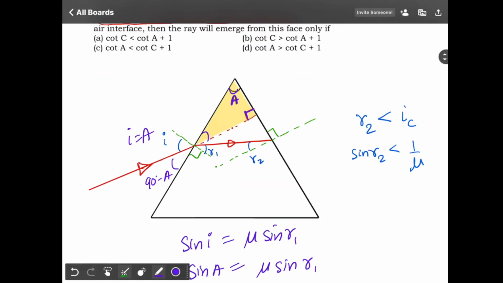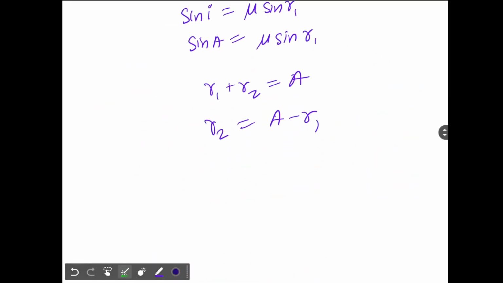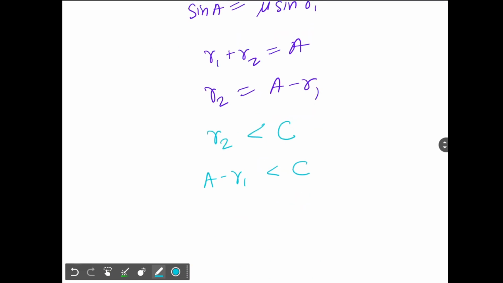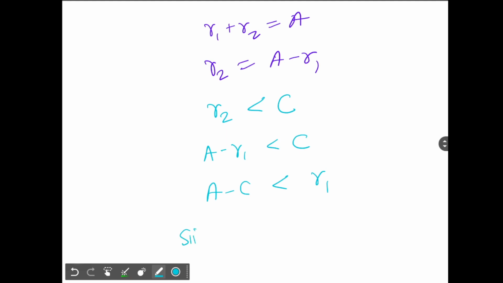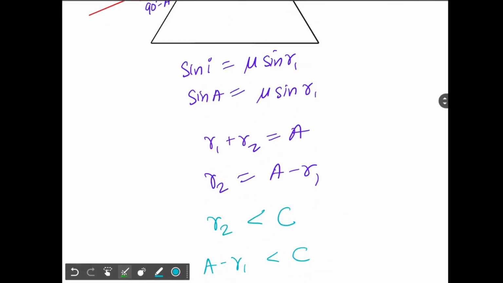And again using this condition, R2 less than the critical angle, and in the question the critical angle is C. So we have R2 less than critical angle C, A minus R1 less than C, or A minus C is less than R1. Taking sine on both sides, so sine(A minus C) is less than sine R1. Now expand this formula. So sine A cos C minus cos A sine C is less than, what is sine R1? Sine R1 is sine A divided by mu.